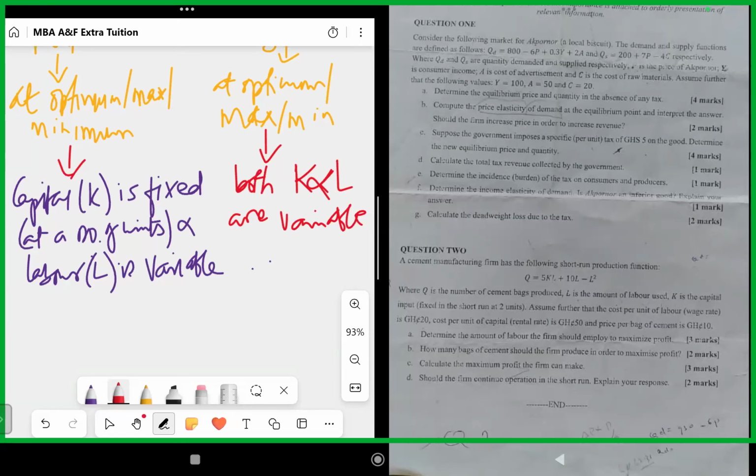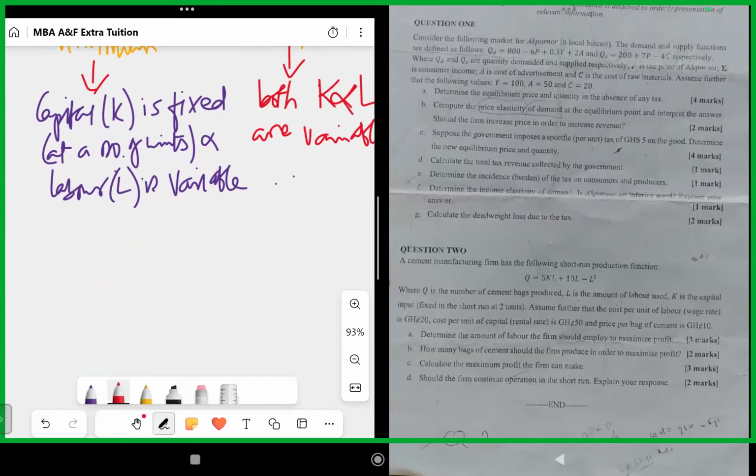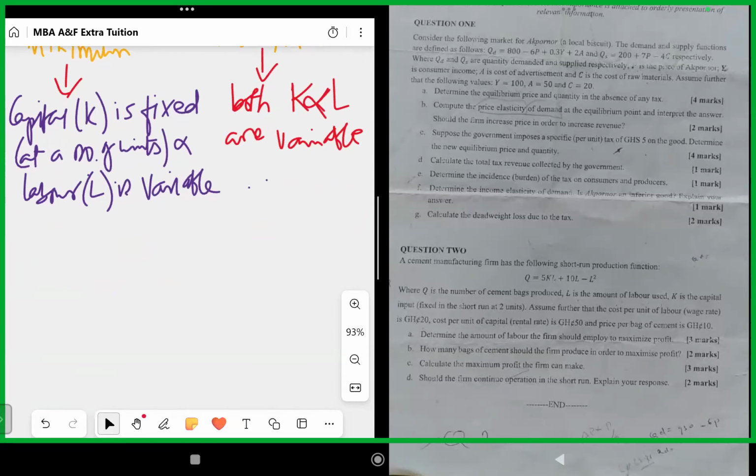But in the short run, the question will give you the value for K in the question, in the passage, in the case study, or in the scenario. And then it would ask you to solve for the variable, the L, the labor. But in the long run, the question will ask you to solve for both labor and capital. So in the short run, capital is fixed, but labor is variable. Then we proceed.